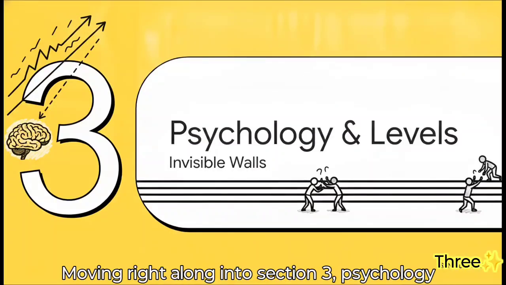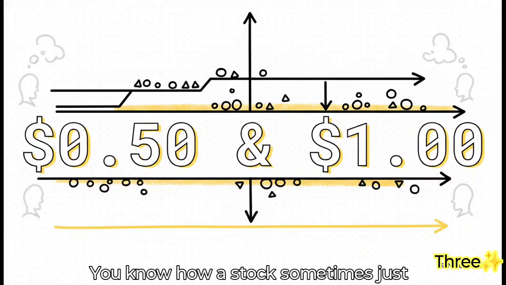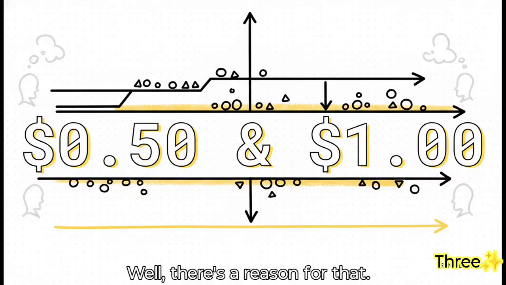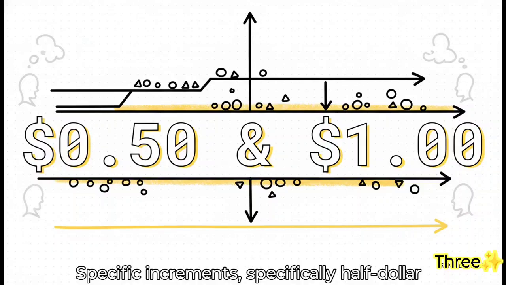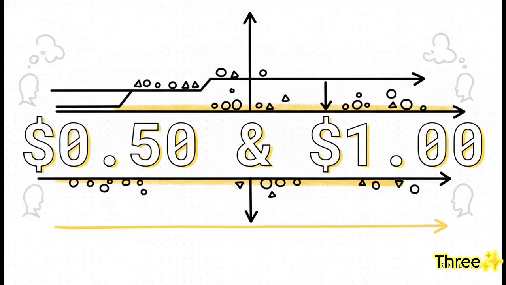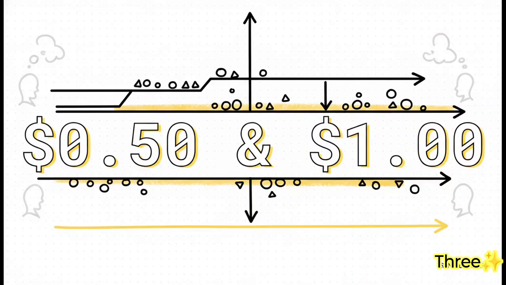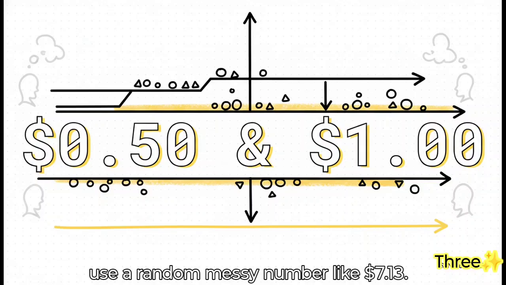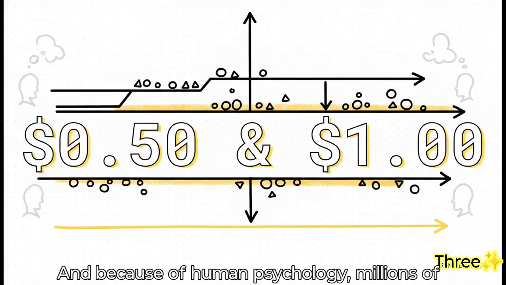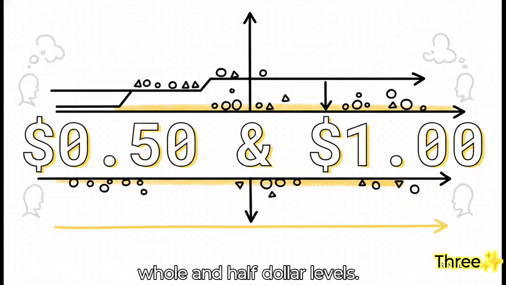Moving right along into section 3, psychology and levels. You know how a stock sometimes just mysteriously stalls out at a nice round number? Well, there's a reason for that. Specific increments, specifically half-dollar and whole-dollar marks, act as invisible psychological walls in the market. Think about it. When traders set their profit targets or place their stop losses, they rarely use a random messy number like $7.13. They use $7 or $7.50. And because of human psychology, millions of orders naturally cluster right at these exact whole and half-dollar levels.